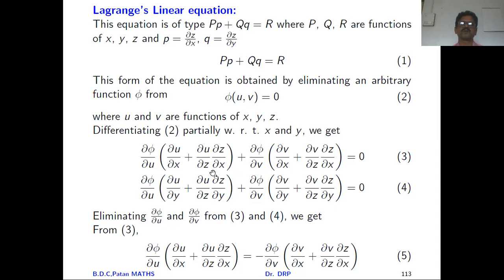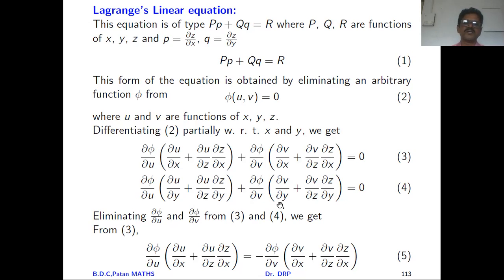And further friends, what you have to do, you change your x to y. Similarly, you will get the differentiation of this function partially with respect to y as ∂phi/∂u into (∂u/∂y plus ∂u/∂z into ∂z/∂y) plus ∂phi/∂v into (∂v/∂y plus ∂v/∂z into ∂z/∂y) equal to 0.